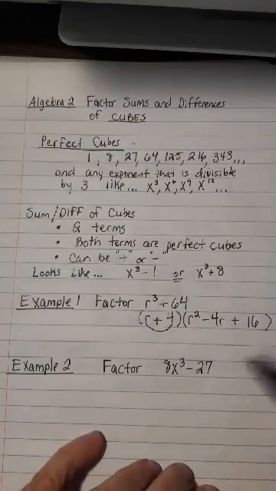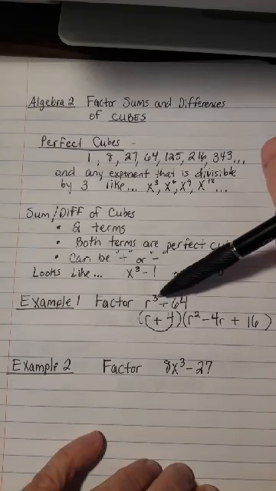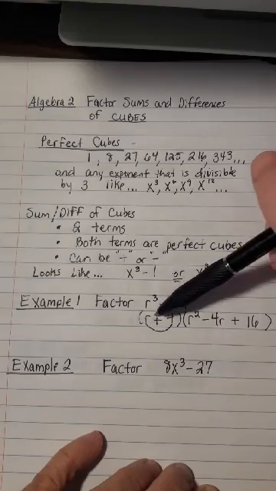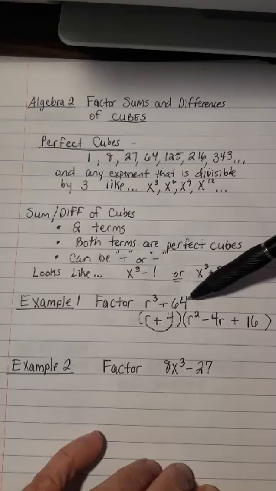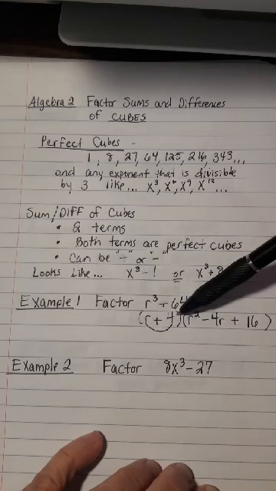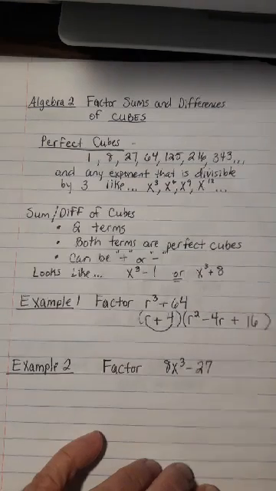Once again, going back over that, you take the cube root of r to the third, which means you just divide that exponent by 3 when you take the cube root, and that's r. You take the cube root of 64, which is 4, because 4 times 4 times 4 is 64.